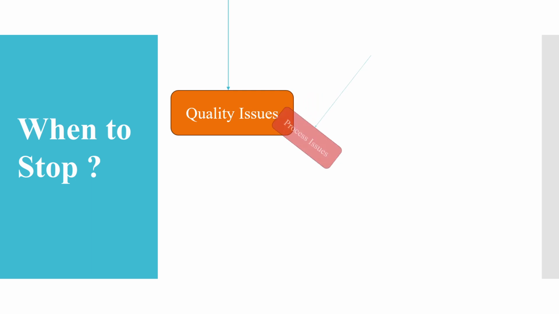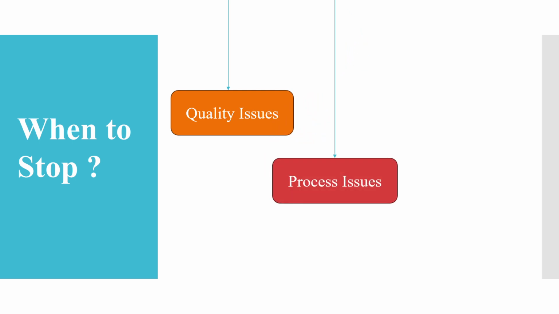Now the question comes that automatically it should stop the machine. But the question is when to stop the machine. Automatically, in what situation should the machine get stopped? So the first is quality issues. If we find that any quality issue is happening in a particular process, then the machine should stop automatically. Second, process issue. If there is a possibility that some process has gone wrong because of which the quality will be affected, then in this situation the machine should stop automatically.